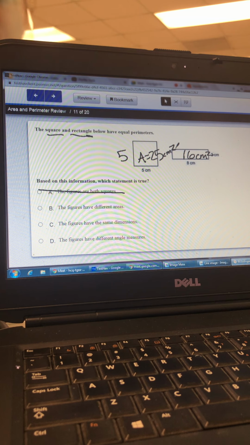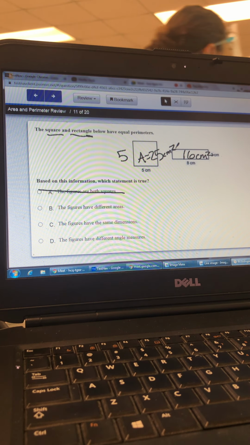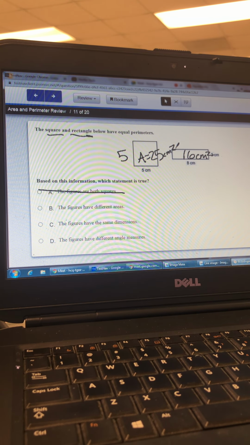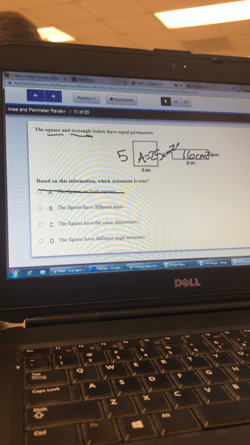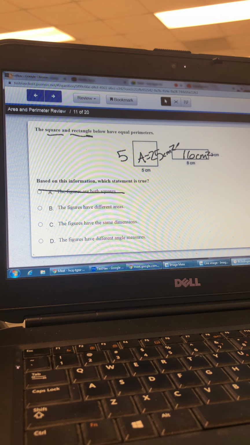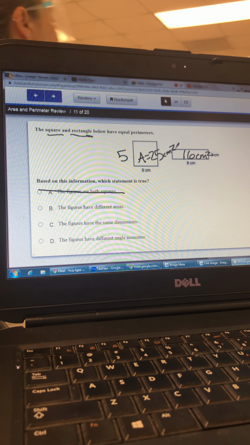Let's check the other one. Do the figures have the same dimensions? That's not true, because if it was, this would be an 8 by 2, or this would be a 5 by 5. And it says the figures have different angle measures. They do not, because rectangles and squares have the same angle measures in the corner. They're 90 degrees. Next question.